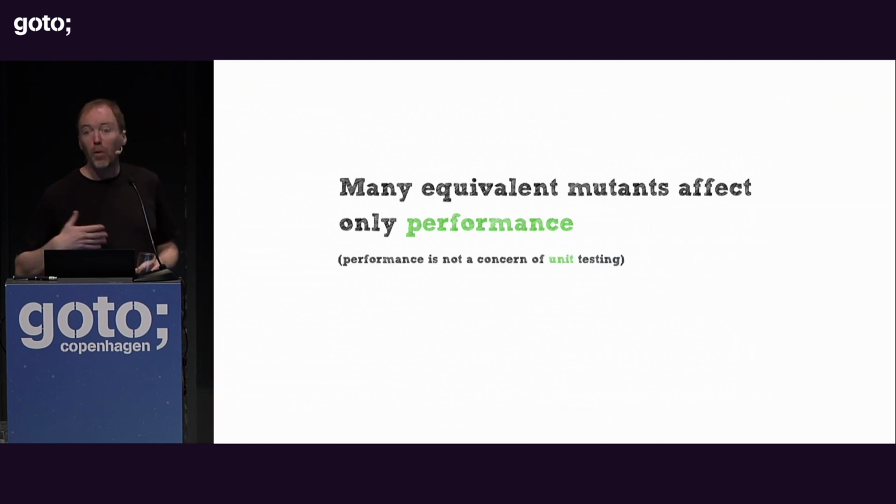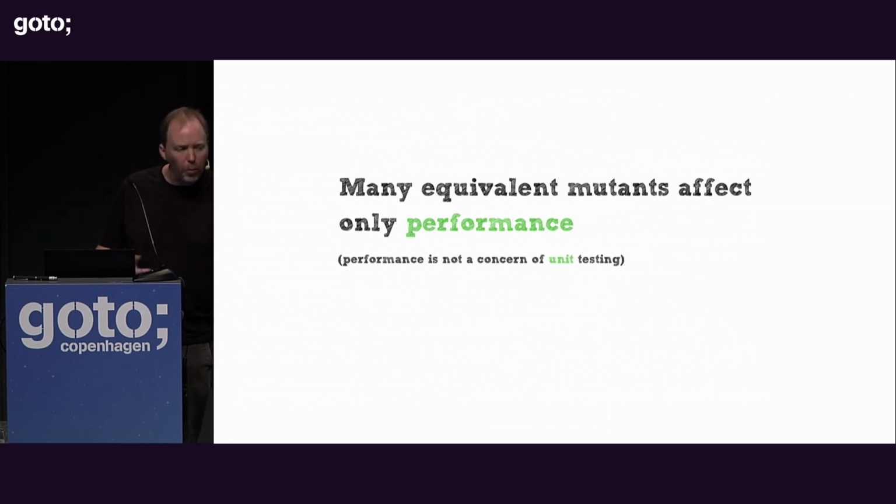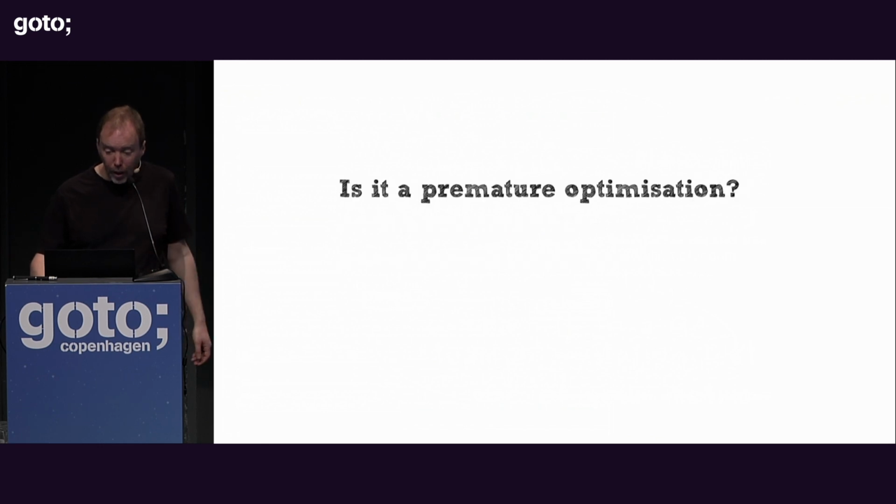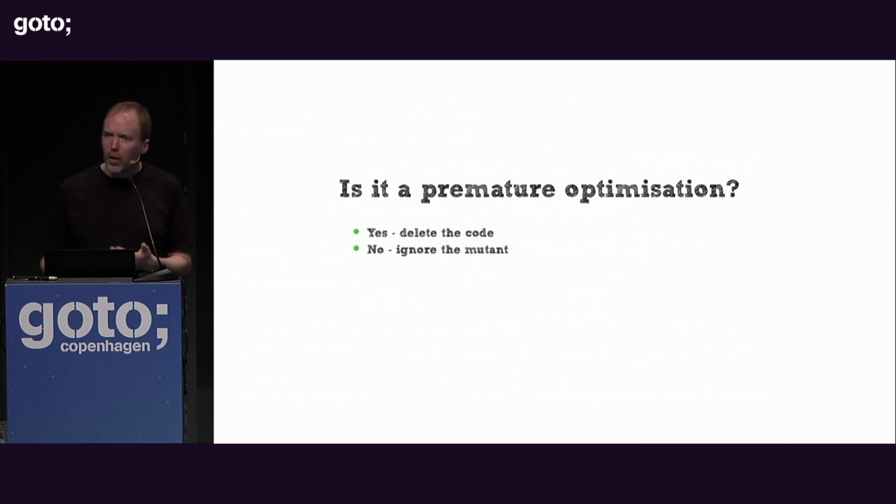And these are equivalent because performance might be important, but it's not a concern of unit testing. You might have benchmarks and performance tests, but your unit test won't detect performance. So the first question I ask when I have a mutant in some performance code is, okay, is this a premature optimization? Does it even make sense to be trying to make this code faster? If not, just delete the code. If it does make sense, ignore the mutant.